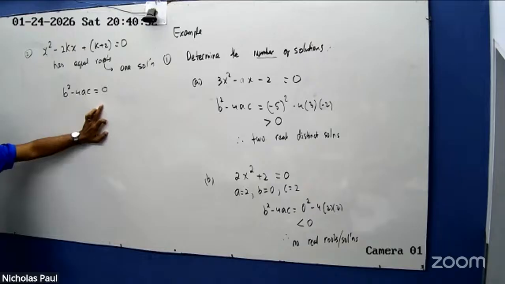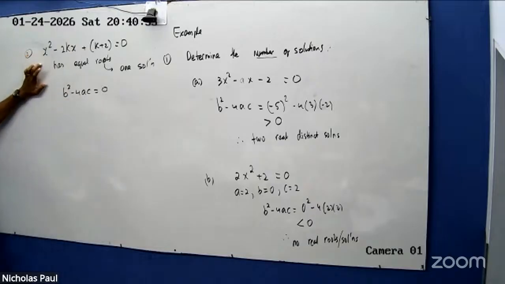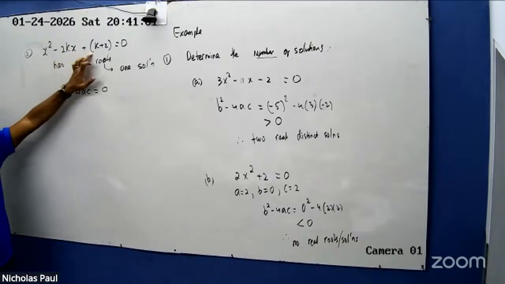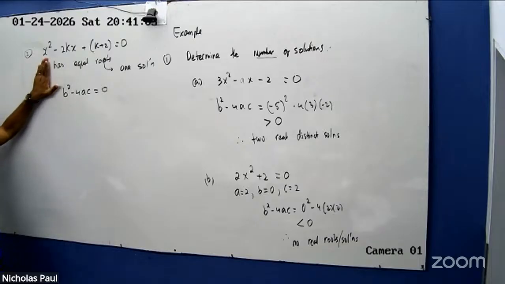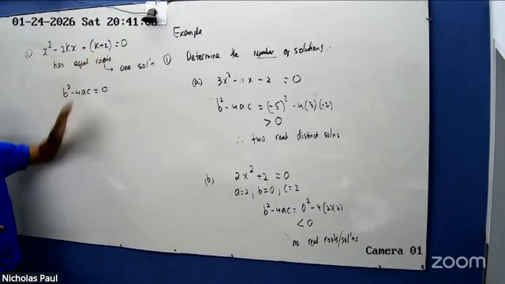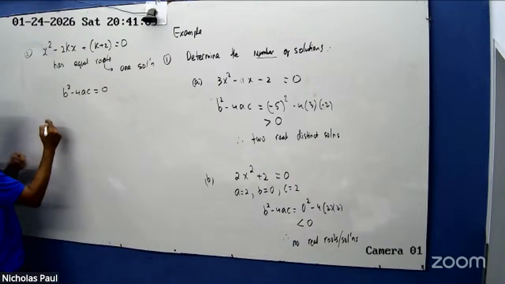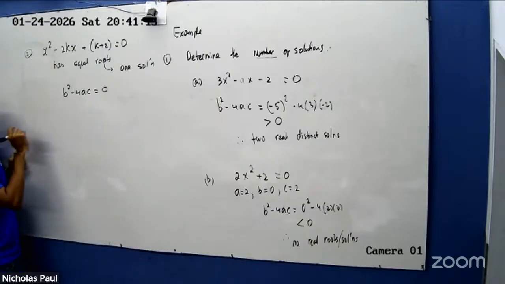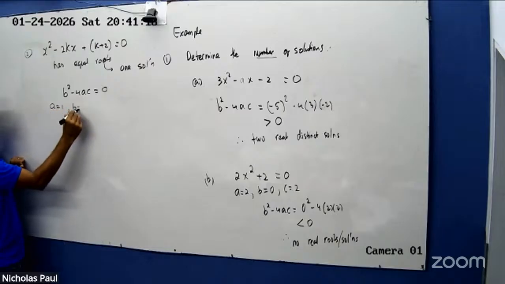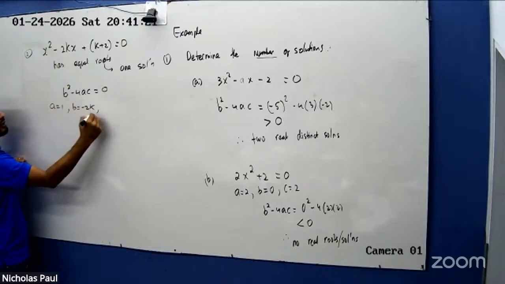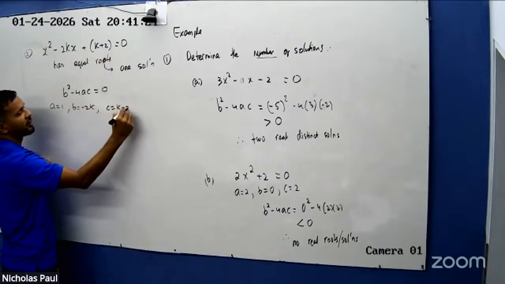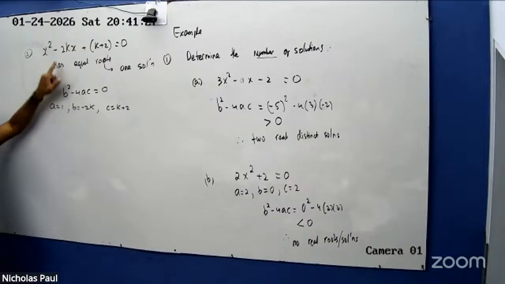What's the hard part? The hard part is to figure out what is a, what is b, and what is c. Not all the time will the question look like this. You have to rearrange it and put the x squared, then the x, then the constant. Tell me what a is here. A is 1. What is b? Minus 2k. What is c? Be careful here, don't forget to include the sign. This is plus k plus 2. This is plus 1. This is minus 2k.